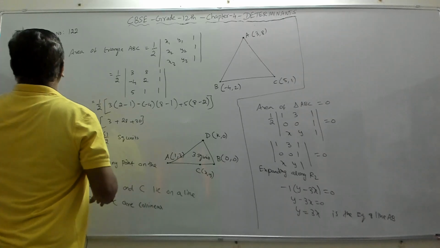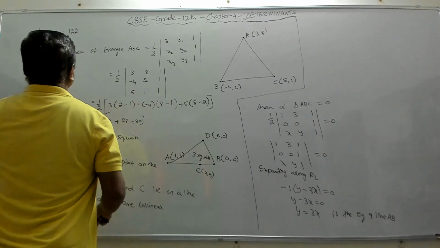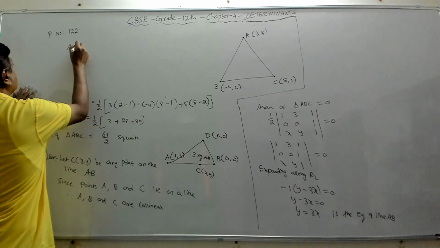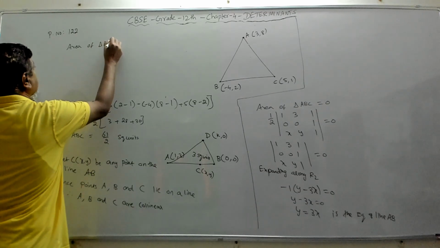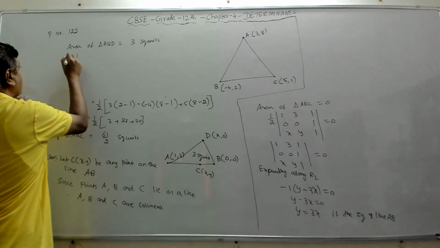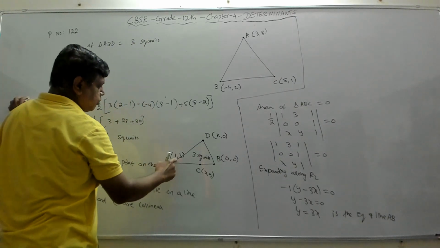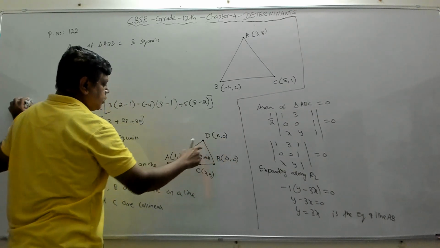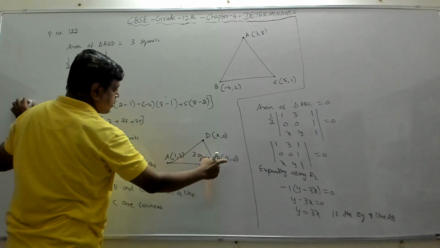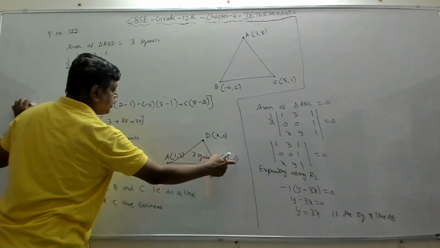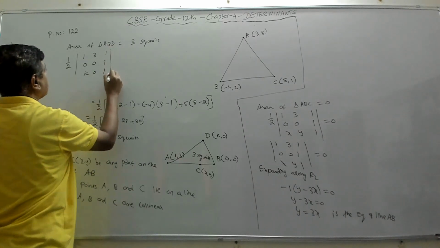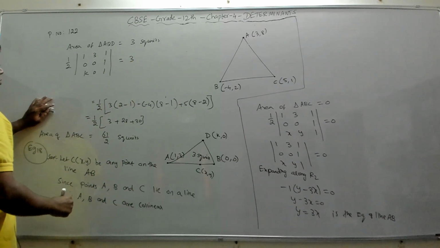So I will write here. Area of triangle ABD is given as 3 square units. And what is the area of the triangle ABD? It is 1 by 2 of the determinant of x1, y1, 1, x2, y2, 1, x3, y3, 1. So we'll take this as x1, y1, so 1, 3, then this 1. Then x2, y2, 0, 0, then 1. That is the formula. Then third one is x3, y3, 1. This is equal to 3.